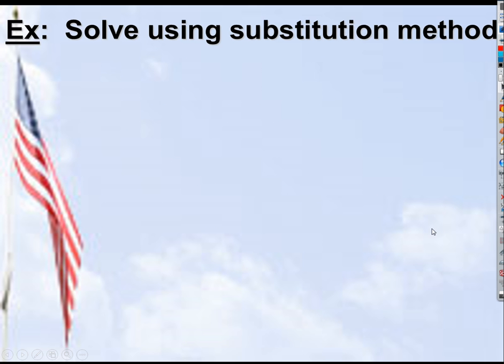Okay, what about this guy? There's our system. Is this a good candidate for the substitution method? It only would be if it were easy to solve for a variable in one of those two equations. Is it? Is one of those variables easy to isolate in either equation? Which one? The y in the top one, right? How come?